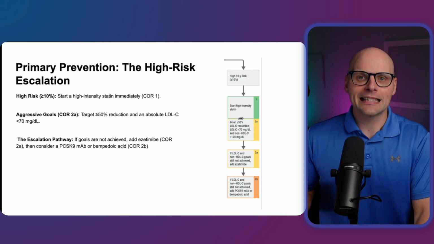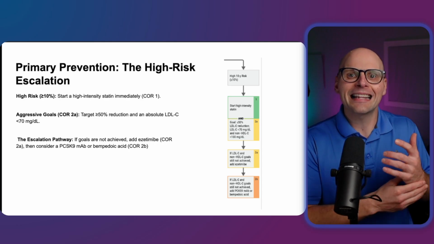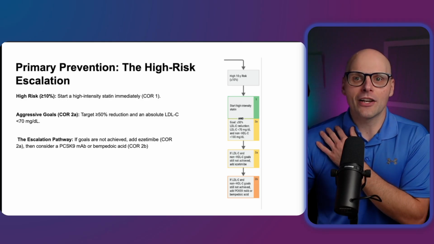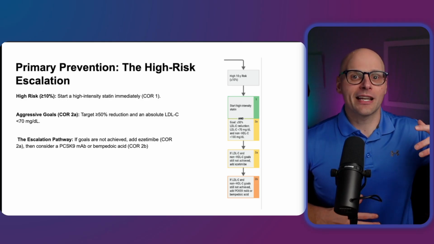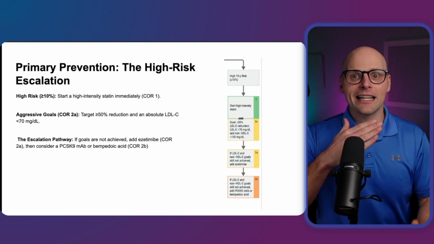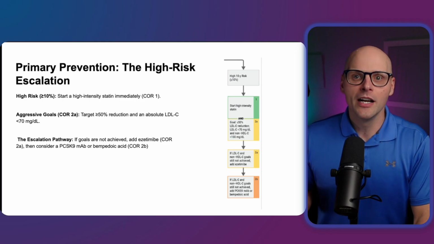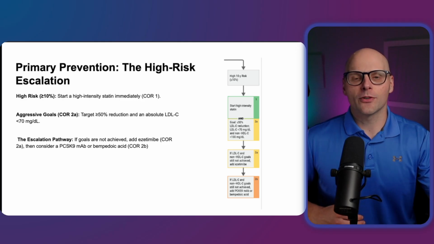And this is where we have to be completely honest with ourselves and patients, right? For a lot of these high risk individuals, one medication is probably not going to do it, right? So a statin may only get them halfway there. If you max it out and they're still not hitting that sub 70 goal, the algorithm instructs for us to escalate. So first add ezetimibe, that's usually recommended first line. If there's still not a goal, then you can add on a PCSK9 inhibitor or bempedoic acid.